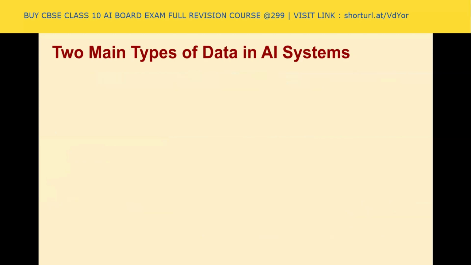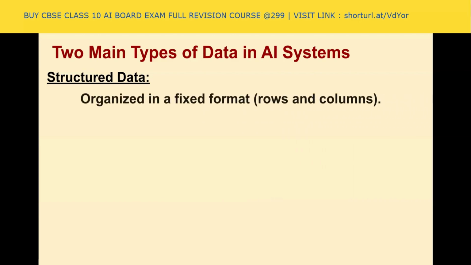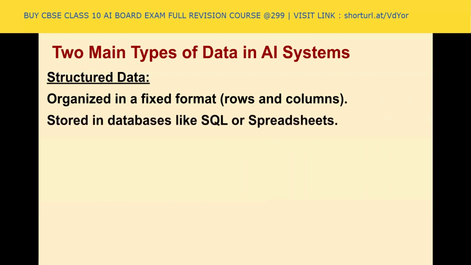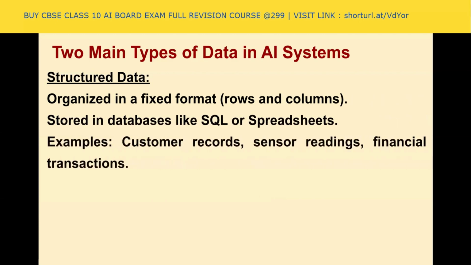Now, what are the two main types of data in an AI system? We can divide the data into two broad categories. One is structured data. Structured data is in an organized format. Mostly we get the data in a row and column format, one of the most common types, which you can see in Excel or in databases. Databases or spreadsheets store this. Customer records, sensor readings, financial transactions come under this.